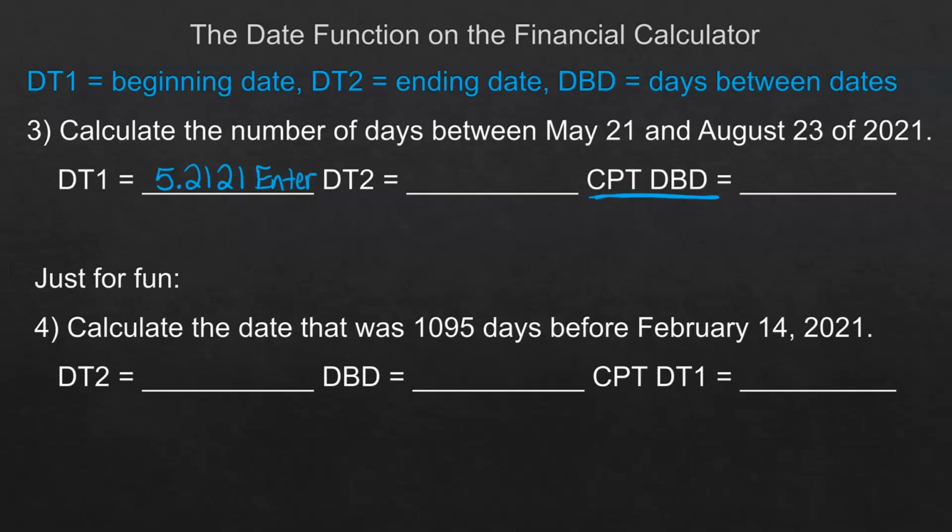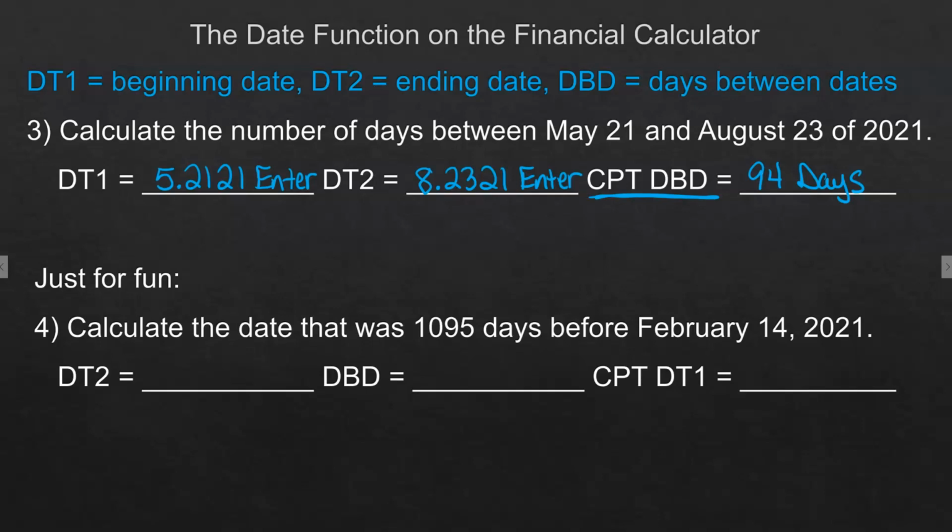And then our ending date is in August, so August is the 8th month. 23, 21. I think what I did here was the end of the spring semester to the beginning of the fall semester. How many days were there? I thought that would be interesting to compute. So once you've got both of these in there, then you just scroll to your DBD screen, and when you're on that screen, it'll have some number there. That's fine. Push compute, and you will see 94 days.